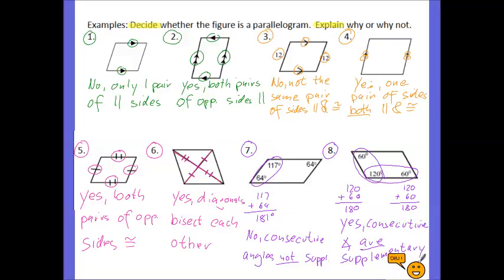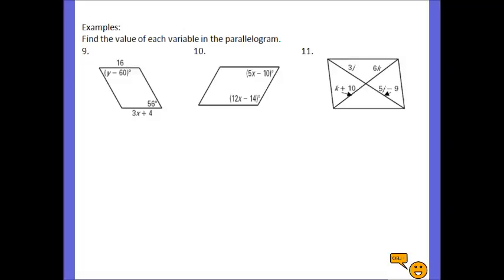Okay, I hope that you're starting to feel a little bit more comfortable with these properties now. And now we're going to move on and use them for some more examples. If not, just go back and rewatch the first part of this tutorial one more time. In these examples, we're supposed to find the value of each variable in the parallelogram. So we're given the information that these are all parallelograms. That means all our properties apply, and we have to use them to find the values of the variables.